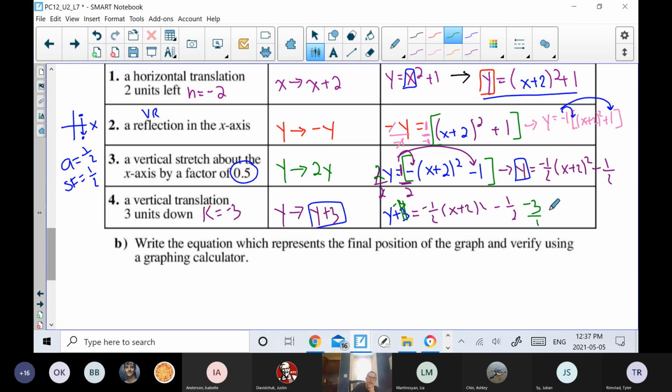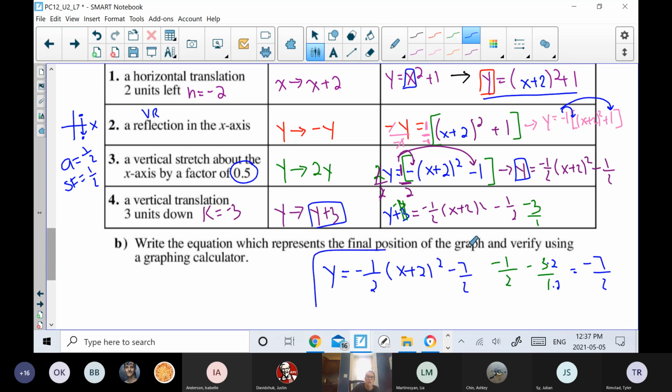Just put that over 1 and then get common denominators. So I'll just do that down here. Negative 1/2 minus 3 over 1. I'm going to multiply this by 2, and I'm going to multiply this by 2. That would be negative 1 minus 6. So that would be negative 7 over 2. So when you do this, you're going to get negative 7 over 2. So the final equation is y is equal to negative 1/2, open bracket, x plus 2, close that bracket squared, minus 7 over 2. This is what you would get if you took that parabola and you applied these 4 transformations in the order given.